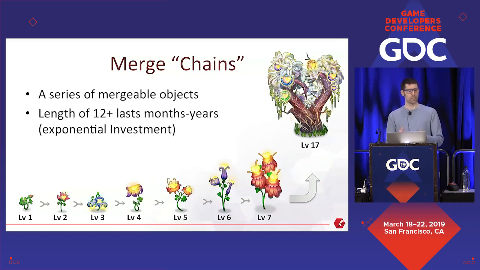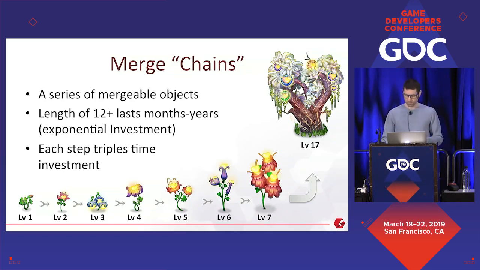By sizing our merge chains to 12 objects or more, we have found that the exponential investment needed to work through them ensures that we have lots of content that's significantly difficult to reach at that top end. And every object that you add to the end of a chain triples the time investment required.